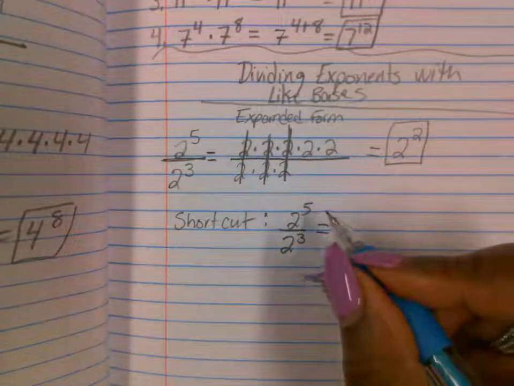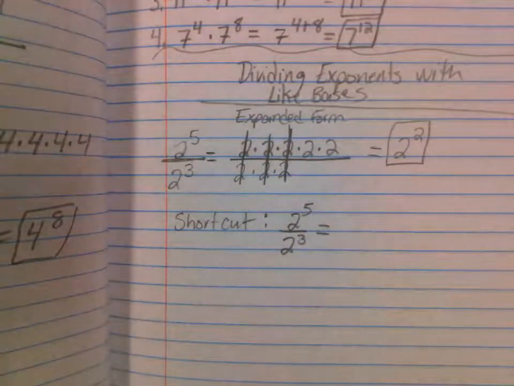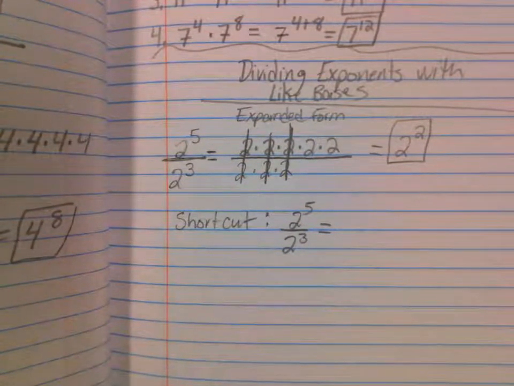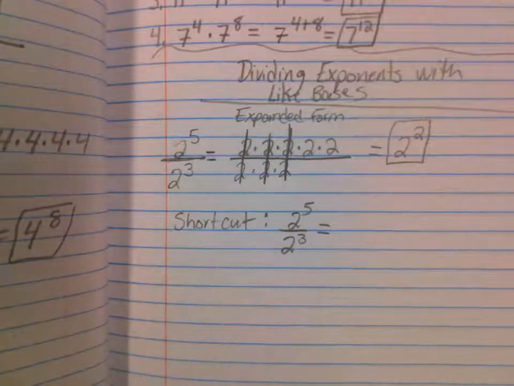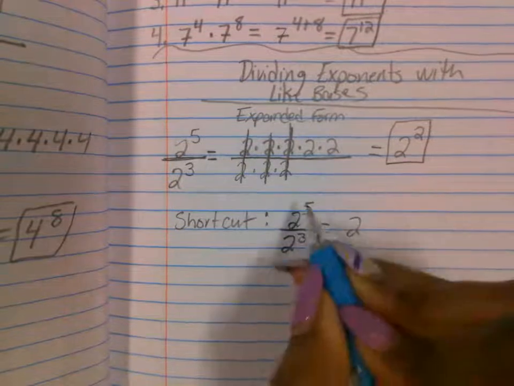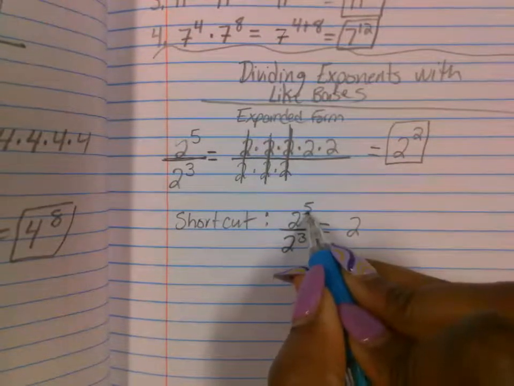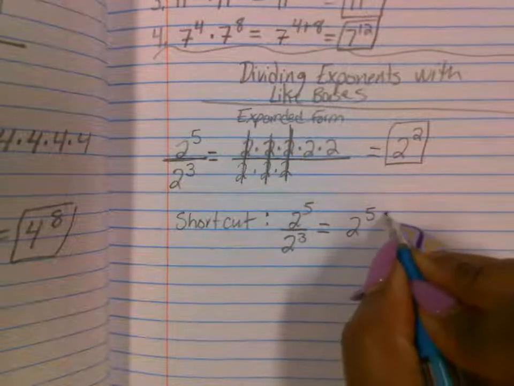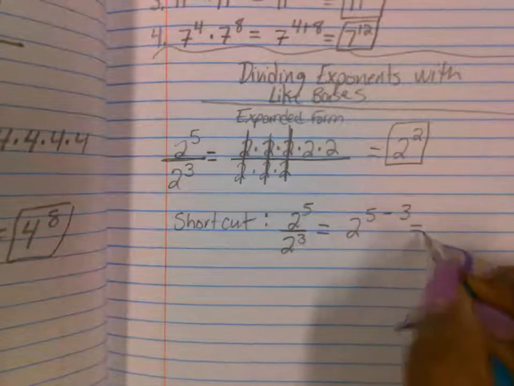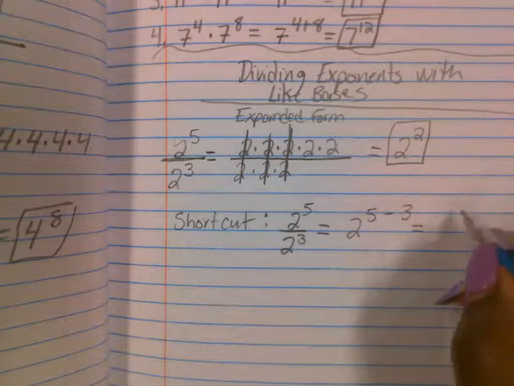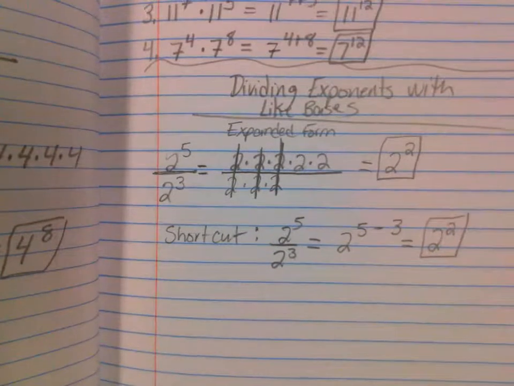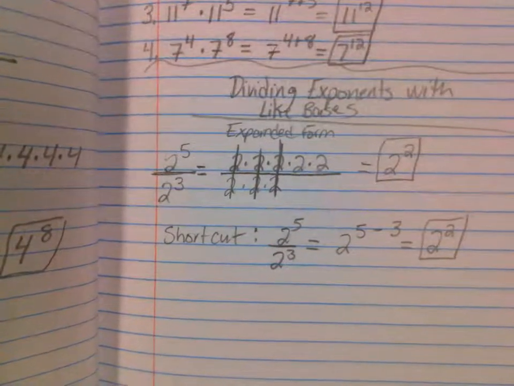Remember when you were multiplying like bases, you added the exponents. So what do you think you're going to do when you divide exponents with like bases? Subtract. So this is going to be 2. The top exponent goes first. That's 5 minus whatever the bottom exponent is, which is 3. So that gives us 2 to the second power, the same thing we got before. Not too shabby, right?